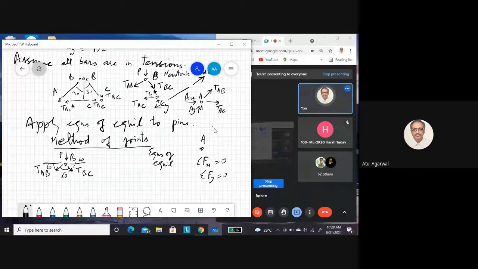Now we do sigma Fx is 0. What is sigma Fx? TBC into cos 60. And the contribution of TAB is TAB cos 60. The component will be in the negative x direction, so you put a minus sign. This sum should be 0 because force P is vertical and will not cause any x component. So this implies TBC is equal to TAB. Cos 60 will knock out.